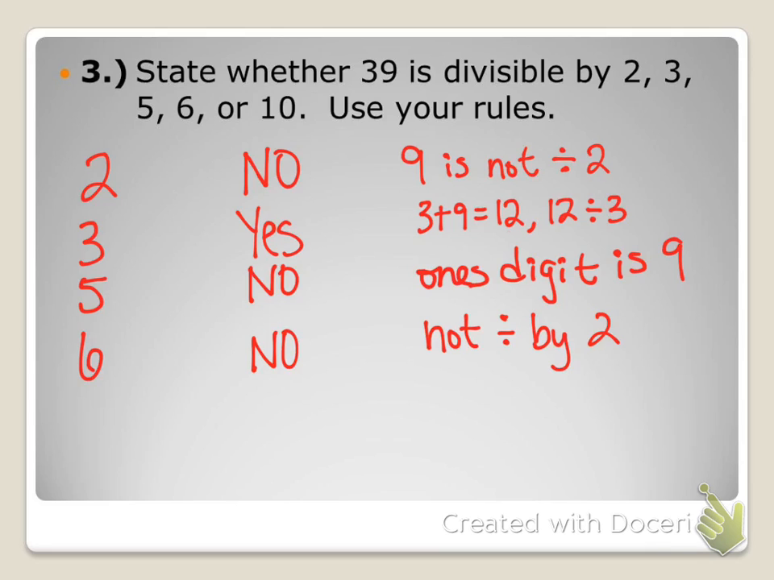All right, what about 10? No, why not? What's not 0? Okay, ones digit is not 0. Or you could again say ones digit is a 9. Ones digit is not 0.